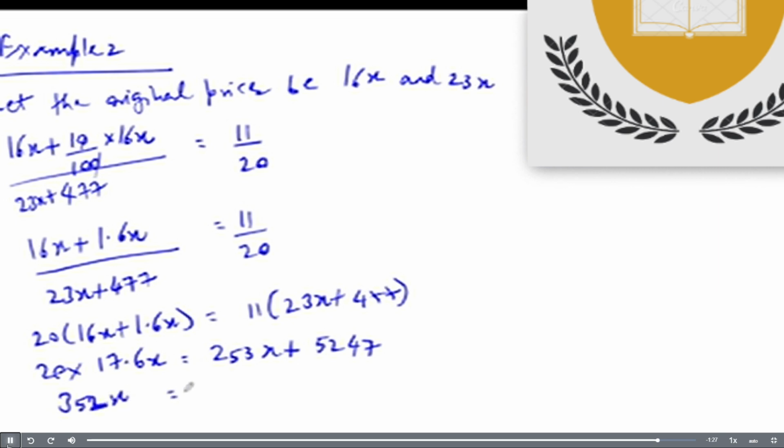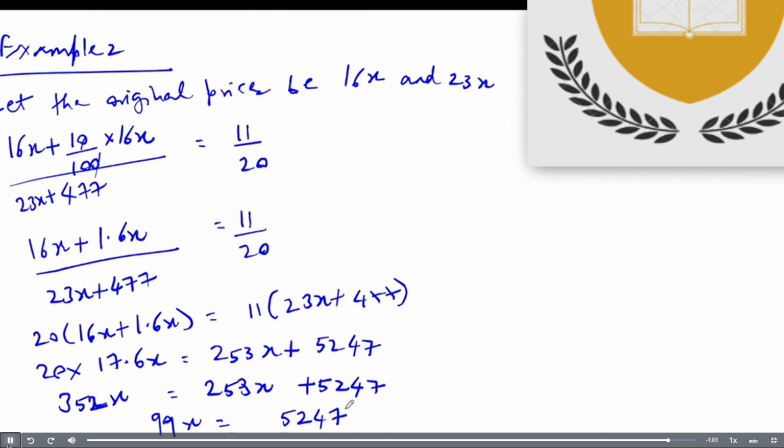352x is equal to 253x plus 5247. 352 minus 253 is 99x, which is equal to 5247. So therefore x is equal to 53.